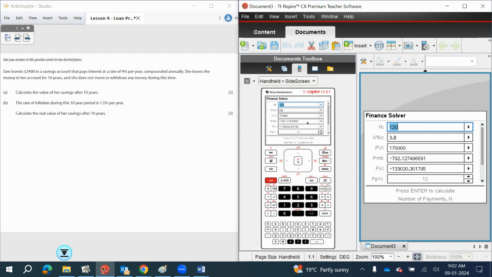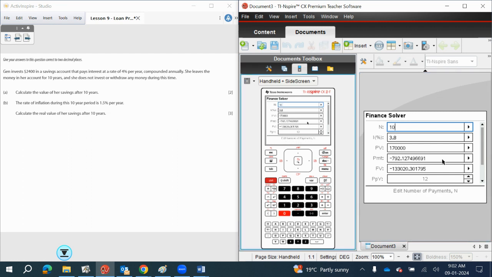So how many years is it? It's 10 years. What's the interest rate? 4%. What's the present value? 2,400. Positive or negative? Negative. Why is it negative? She's putting the money in. What's the payment? The payment is 0.